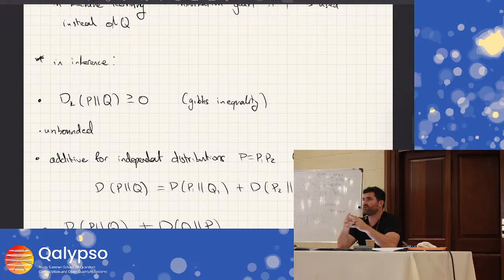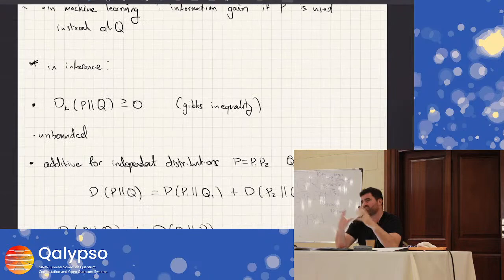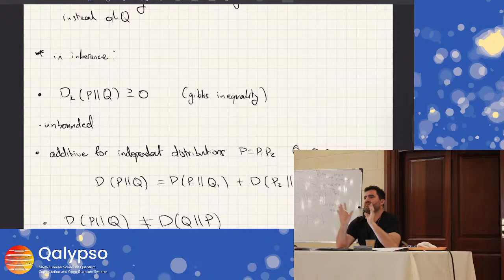The other property, which is less important for what I'm going to say, but let me say it anyway, is that it's convex in a pair of probabilities. I don't need to get into the details. So what you can see it as essentially is just a mathematical measure of distinguishability between two classical probability distributions. And it appears in various different guises in the literature.